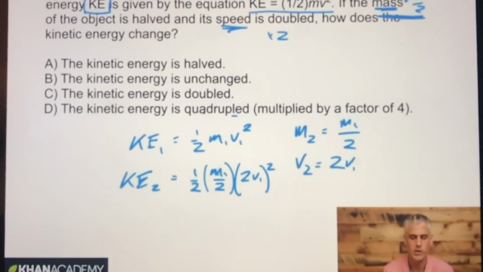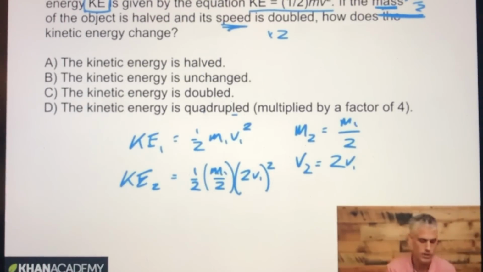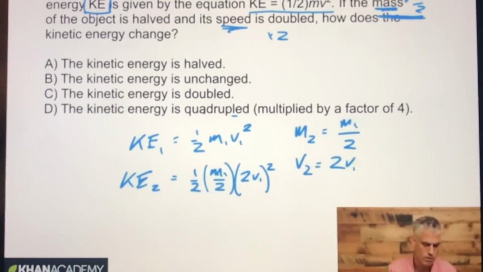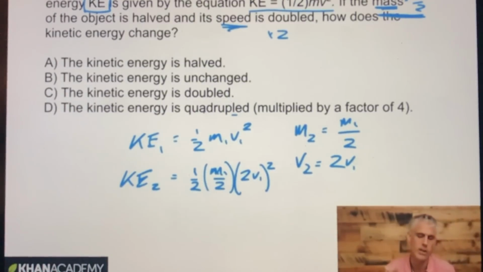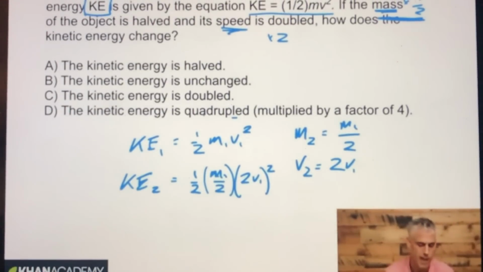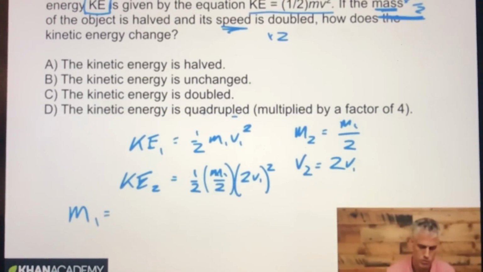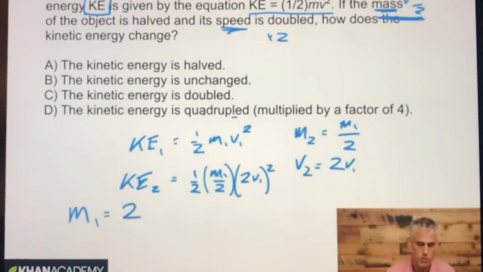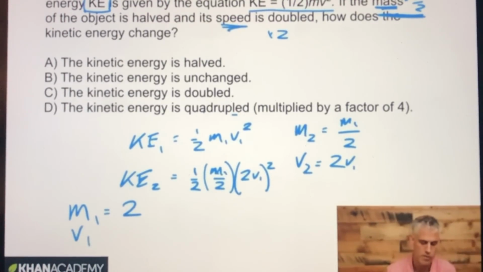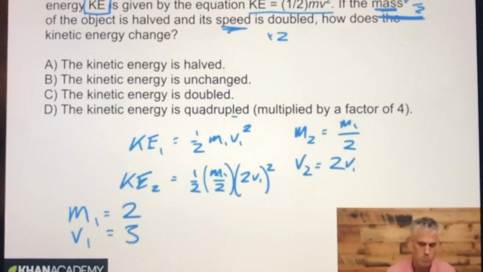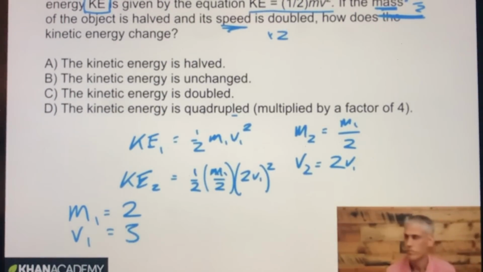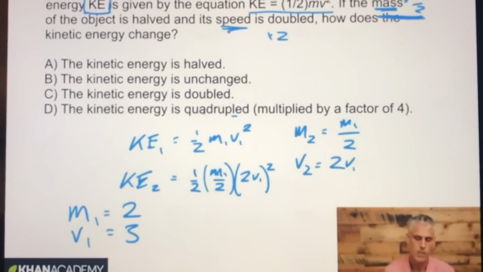So let's imagine that rather than dealing with all this m1, v1 stuff, I'm going to plug in the first mass. Let's make mass 1 be 2, and v1 be 3. I'm just plugging in 2 and 3. You can plug in other numbers. It doesn't matter. So let's see what happens.